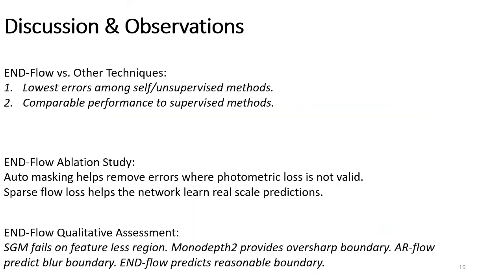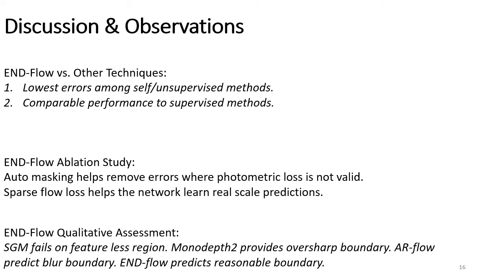We summarize our observations from experiments. Our method had the lowest errors among self-supervised methods and has comparable performance to supervised methods. In the ablation study, auto-masking helps remove errors where the photometric loss is not valid. Sparse flow loss helps the network learn real-scale prediction.